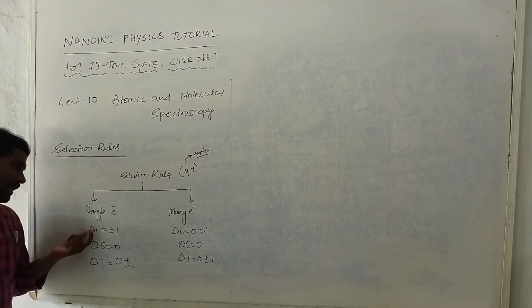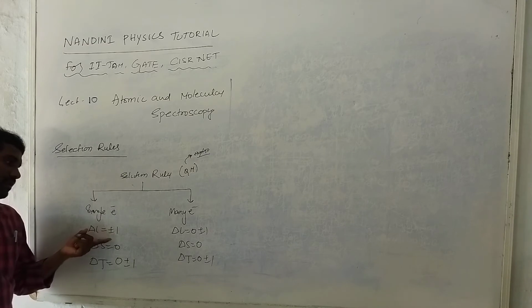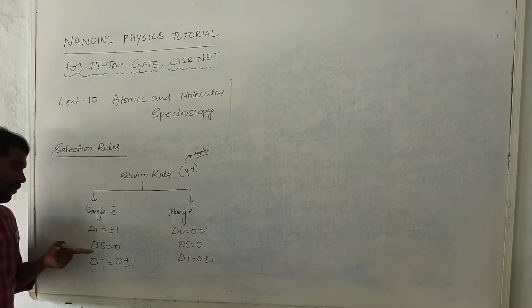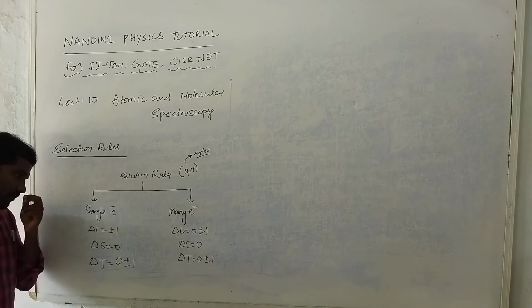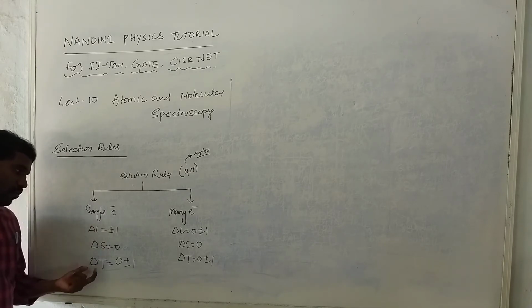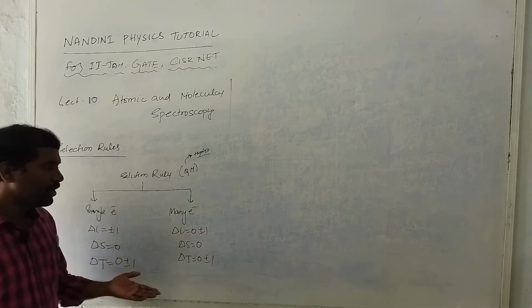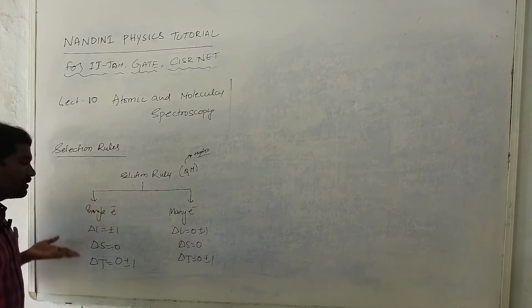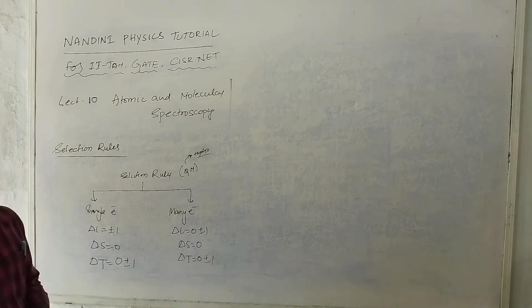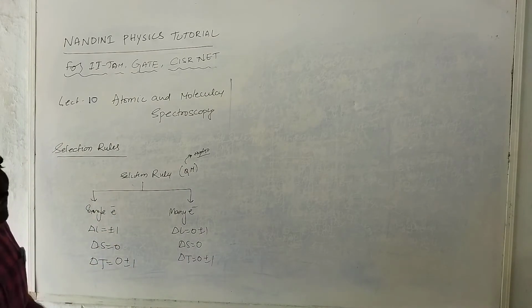So when L changes by plus or minus 1, the electron jumps from a higher state to a lower state. Delta S means spin; if the spin of the electron does not change, that is 0, then it is valid for a single electron. And this is for the delta J values. Using any one of the selection rules you can find the transitions of spectral terms. So this is about the selection rules.